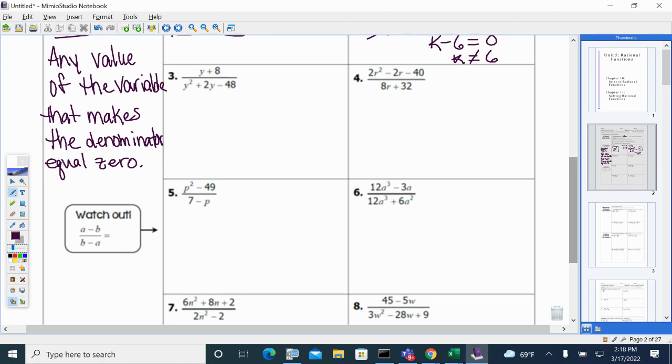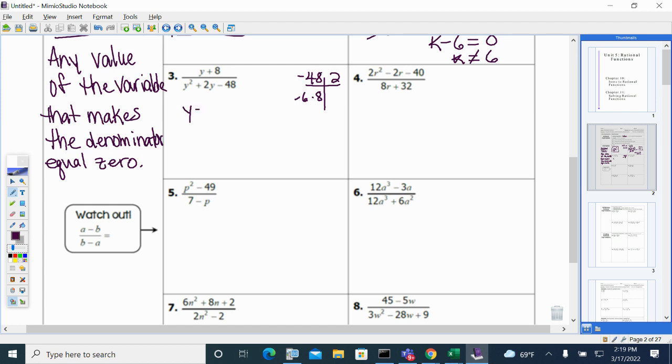number 3, y plus 8 divided by y squared plus 2y minus 48. So the numerator is a binomial. I can't factor it any further. There's no GCF. The denominator is y squared plus 2y minus 48. So I'm looking for two numbers that multiply to give me negative 48, that add to give me 2, which is going to be a negative 6 and a positive 8.